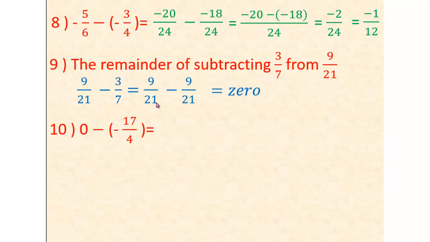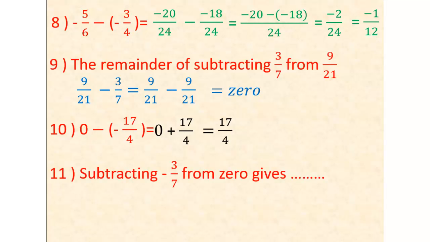Number 10, 0 minus negative 17 over 4. Remember, when we were in primary 6, we said that minus a negative number is going to be changed to positive. So it is 0 plus 17 over 4. And my final answer is 17 over 4.